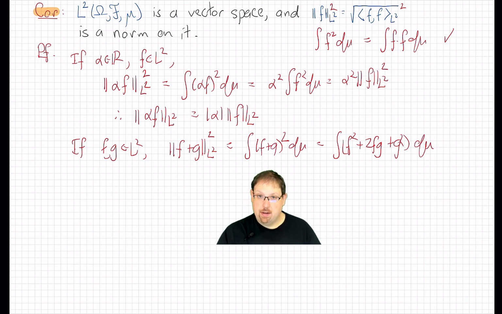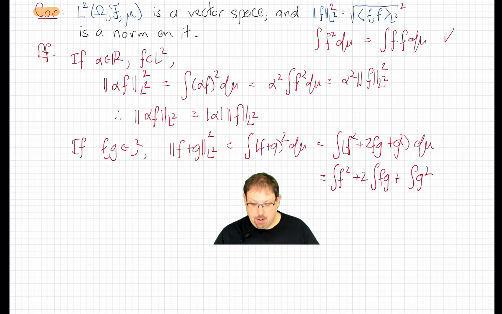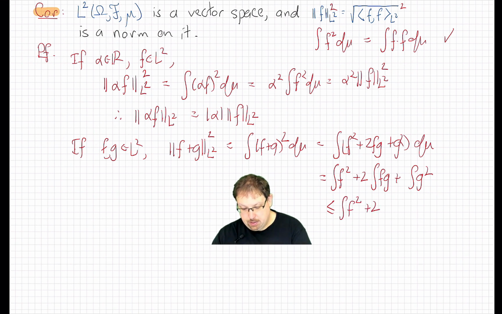We know that fg is in L1 and f squared and g squared are in L1, and so all the terms are integrable. We can therefore use linearity of the integral to write this as the integral of f squared plus 2 times the integral of fg plus the integral of g squared. And now, by the Cauchy-Schwarz inequality, that middle term is less than or equal to 2 times the L2 norm of f times the L2 norm of g.